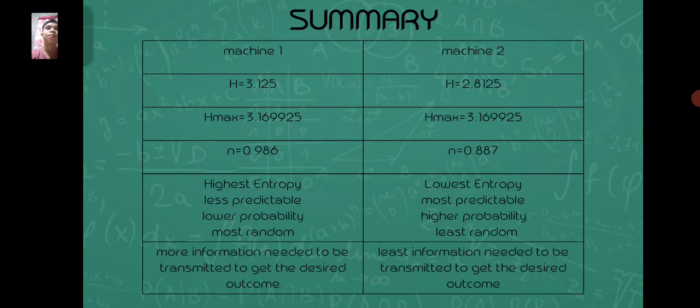The coding efficiency of machine 1 is 0.96986, and the coding efficiency of machine 2 is 0.887. To get this, just divide the actual value, which is 3.125, by the maximum value, which is 3.169925. Same for machine number 2, just divide 2.8125 by the maximum entropy to get 0.887.